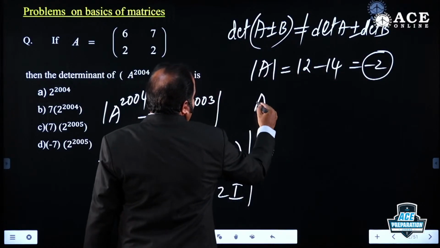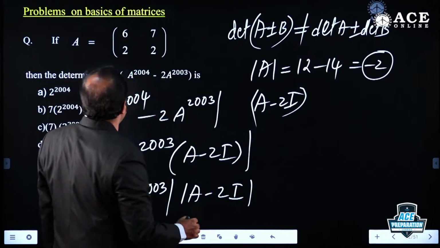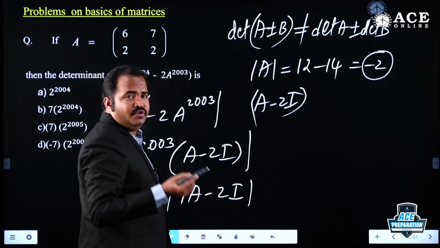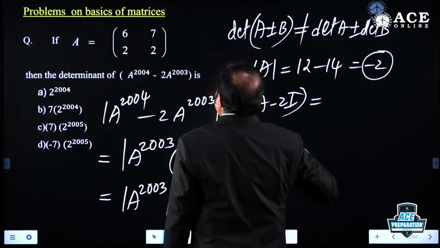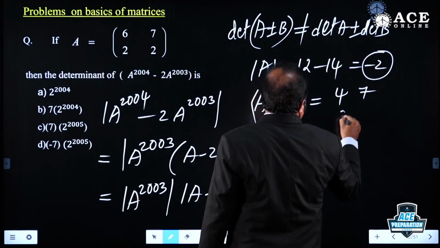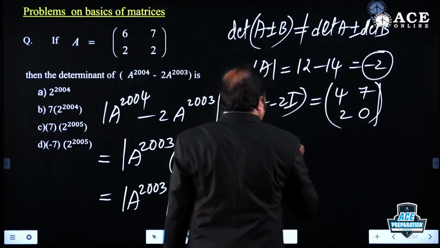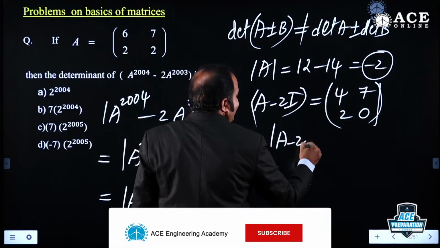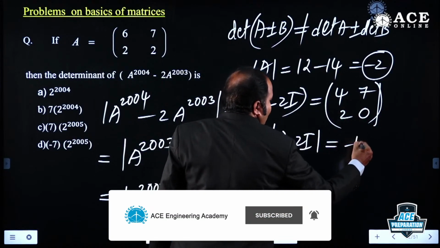Next, A minus 2I value is required for us. What is A minus 2I? You know that I means what? Identity matrix only. So A minus 2I means 6 minus 2, 4, 7 remains same, 2 same, 0 only. So this is the A minus 2I matrix, and det of A minus 2I is what here? Det of A minus 2I equals 4 minus 4, 0 and minus 14 only.